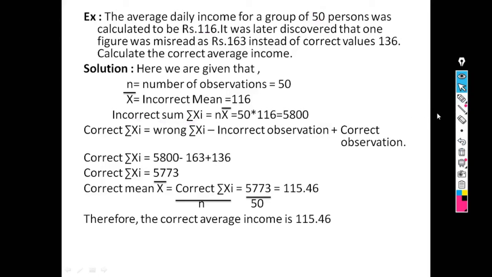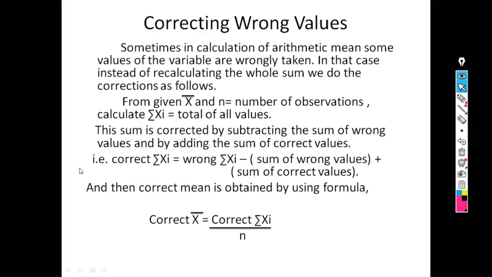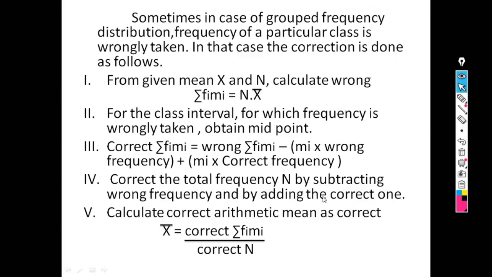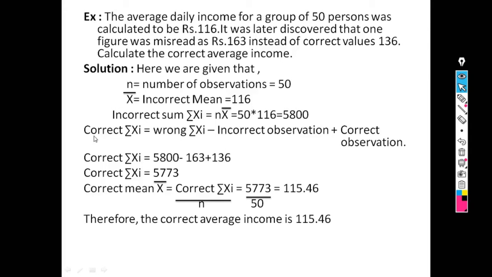Then the second step was: correct summation of xi is equal to wrong summation of xi minus sum of wrong values plus sum of correct values. So the second step, correct summation of xi is equal to wrong summation of xi minus incorrect observation plus correct observation. Since here only one observation is given, we can't take a sum. Just write the single observation, incorrect observation and correct observation.